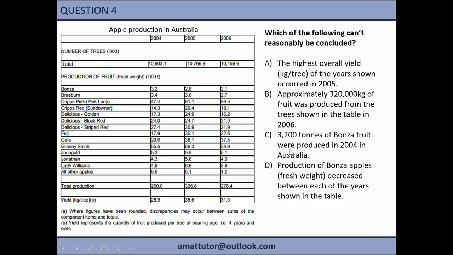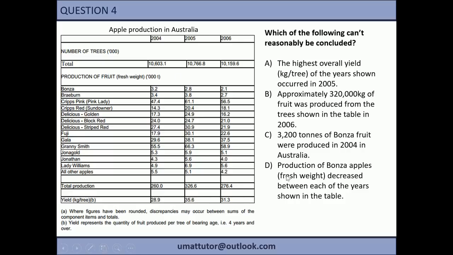Option C, 3,200 tons of Bonza fruit were produced in 2004 in Australia. Again, that's pretty straightforward. That's the one we're looking at before. So 3,200 in Australia, Bonza fruit. It's all in the table there. So that answer would be accurate, which means it's incorrect.